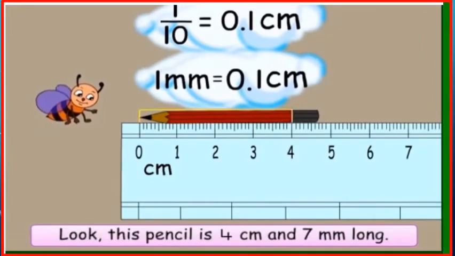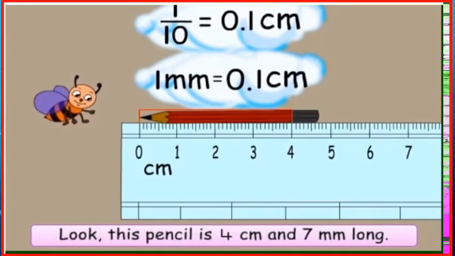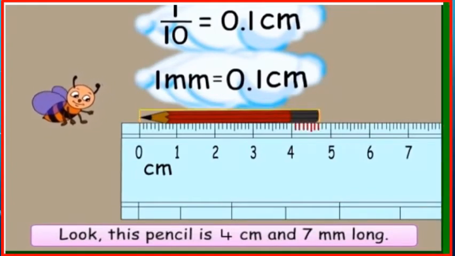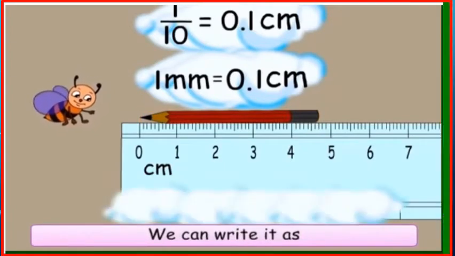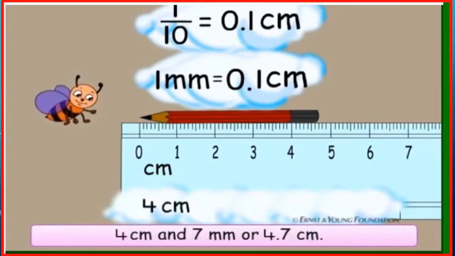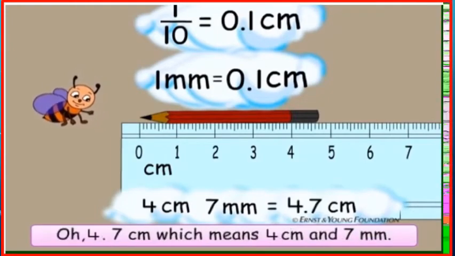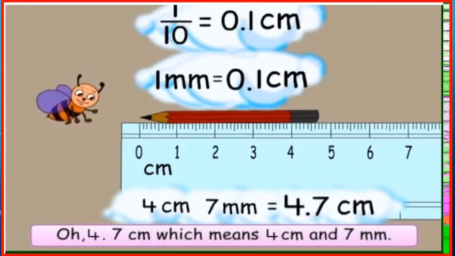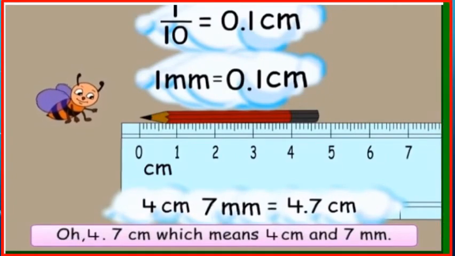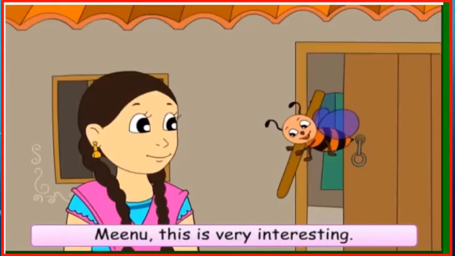I will now tell you how to write this. Look, this pencil is 4 centimeters and 7 millimeters long. We can write it as 4 centimeters and 7 millimeters or 4.7 centimeters. Oh, 4.7 centimeters, which means 4 centimeters and 7 millimeters. Meenu, this is very interesting.